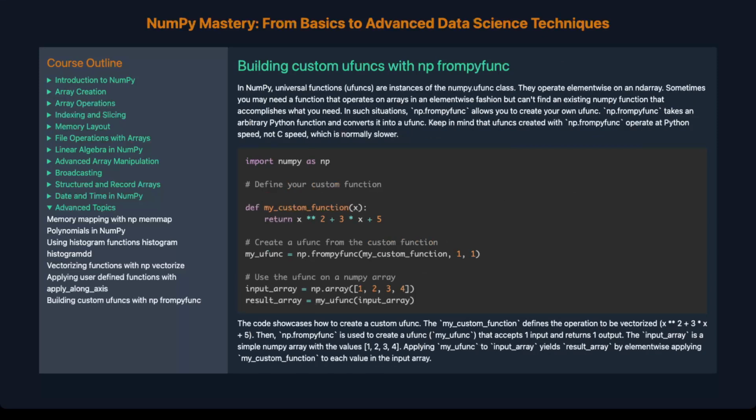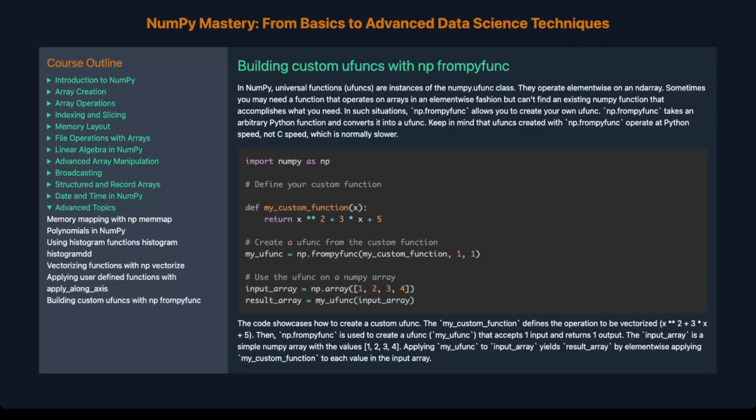Building custom ufuncs with np.frompyfunc. In NumPy, universal functions, ufuncs, are instances of the numpy.ufunc class. They operate element-wise on an ndarray. Sometimes you may need a function that operates on arrays in an element-wise fashion, but can't find an existing NumPy function that accomplishes what you need.